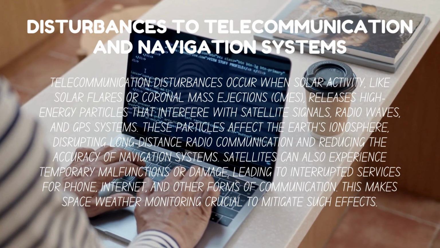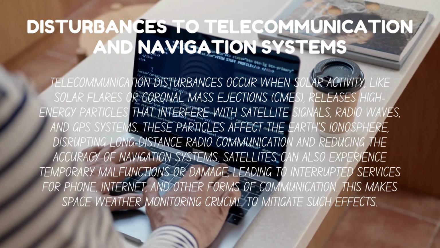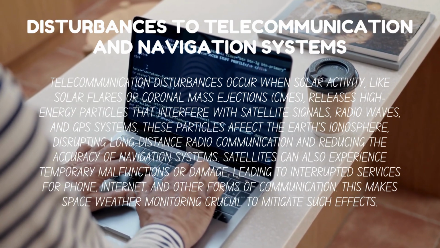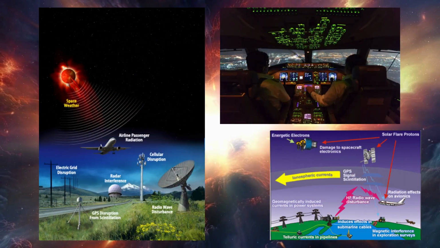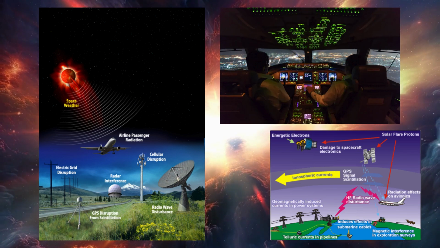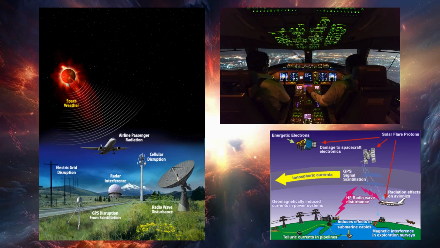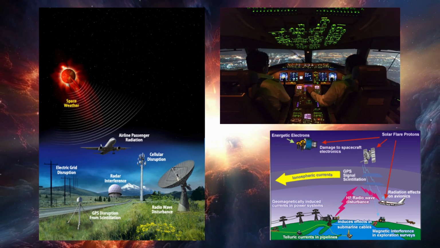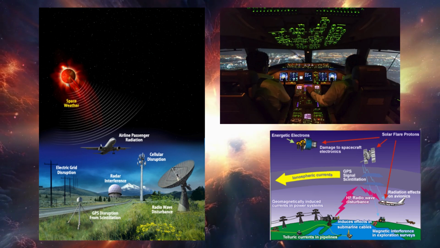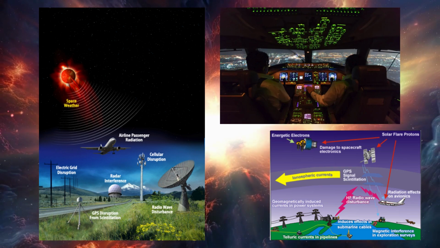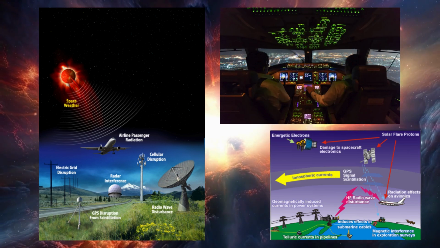So basically, this is also saying that the solar flares and coronal mass ejections release high energy particles which interfere with the signals and cause disturbances to us. Okay, so here are the pictures that we got from NASA, which show the disturbances to the telecommunication and navigation systems due to space weather. For example, airline passenger radiation, cellular disruption, radio wave disturbance, radar interference, GPS disruption, and also electric grid disruption.